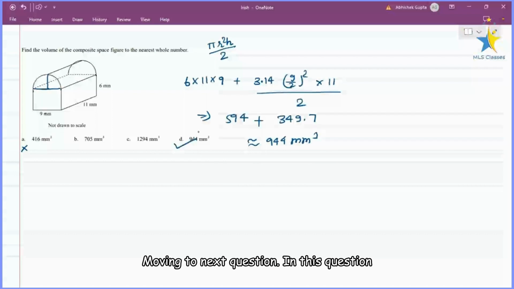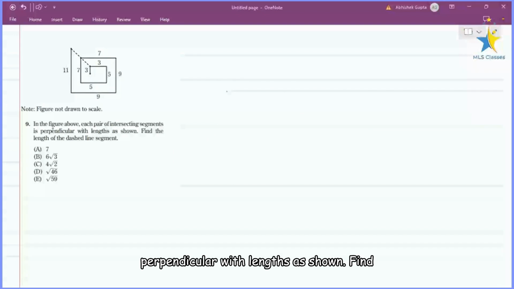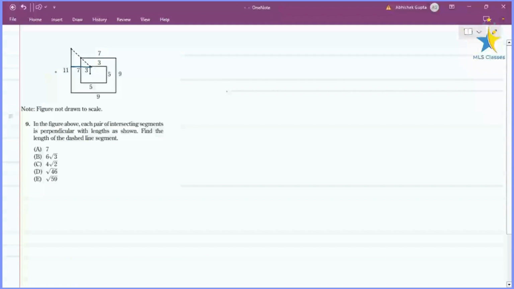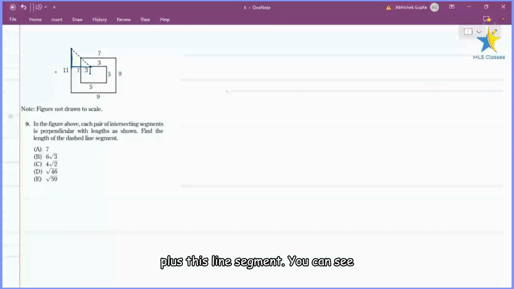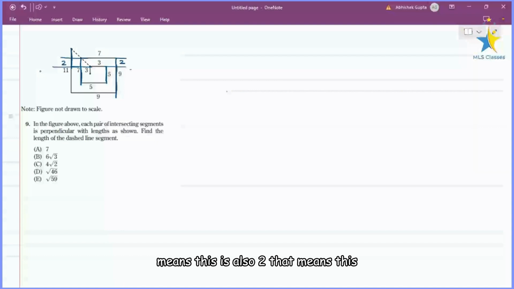Moving to the next question. In this question, it says that in the figure above, each pair of intersecting segments is perpendicular with lengths as shown. Find the length of the dashed line segment. That means we need to find this line segment, and for that we'll have to find this line segment plus this line segment. You can see this much is 9, this much is 5, and this is 7. That means from here, this one will be 2, and if this is 2, that means this is also 2. That means this length is 7, and if this is 7, then we can say that this complete one is 4.